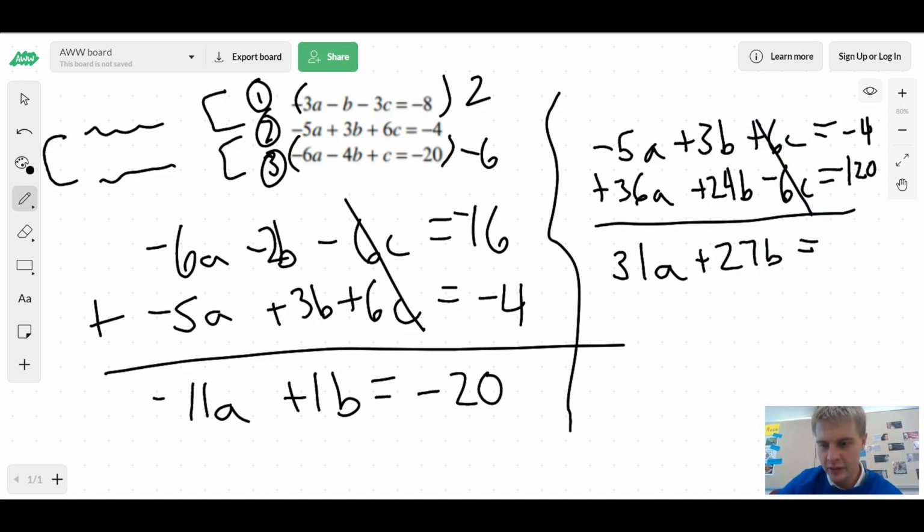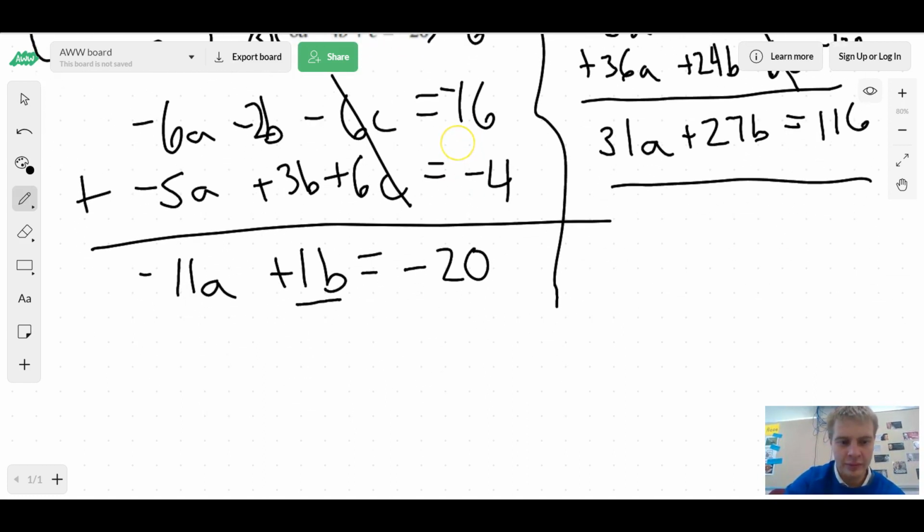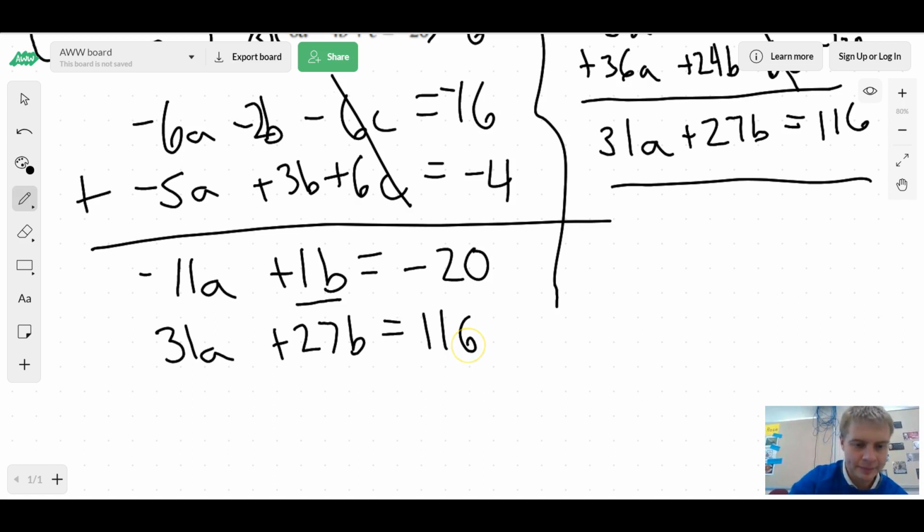That will give me 116. So these are not the prettiest two equations, but the nice part is we do have a single b. So when we stack these two and eliminate, a will not be too bad to get. So we're going to take this one and eliminate. Let me put that one beneath it. So that'd be 31a plus 27b equals 116.